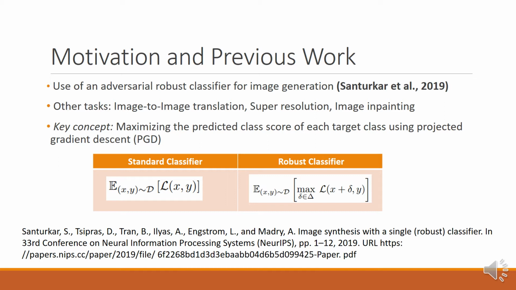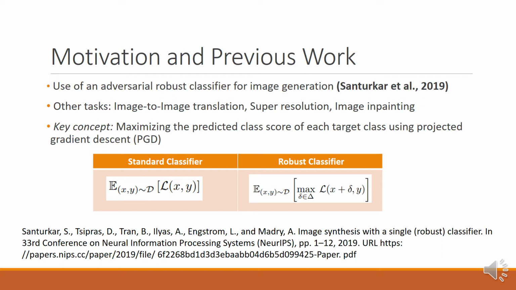As we can see here, in standard models, the classifier is trained while minimizing the expected loss L over the given data. However, in robust models, the classifier is trained by minimizing the worst case loss over a perturbation set delta, which consists of small imperceptible changes or steps.